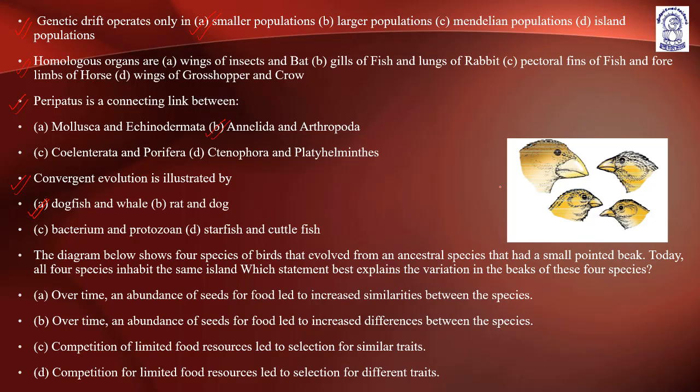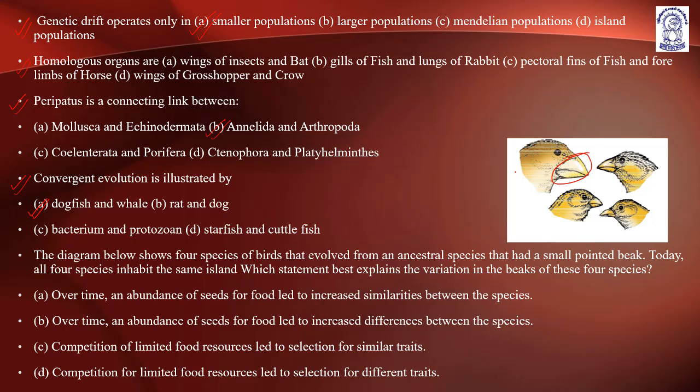Previously the beak was small and pointed. Now the beak shape has changed. You can see the size of the beak is increased. Why it happens might be that there was a plenty supply of food. So to capture more grains, the size of the beak can be increased. So we'll look at the options.